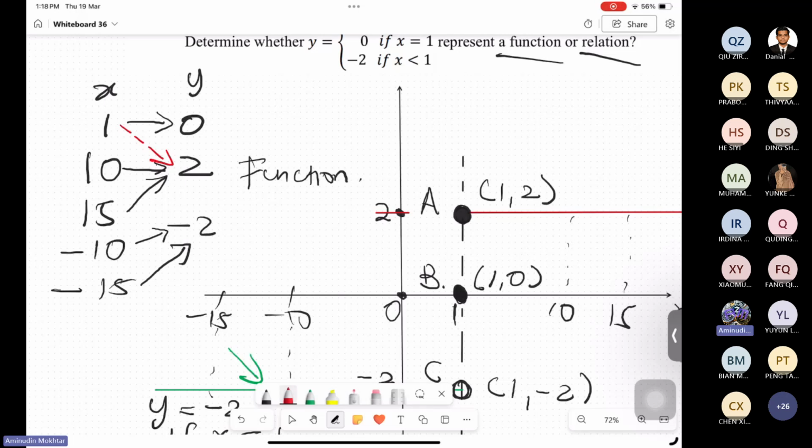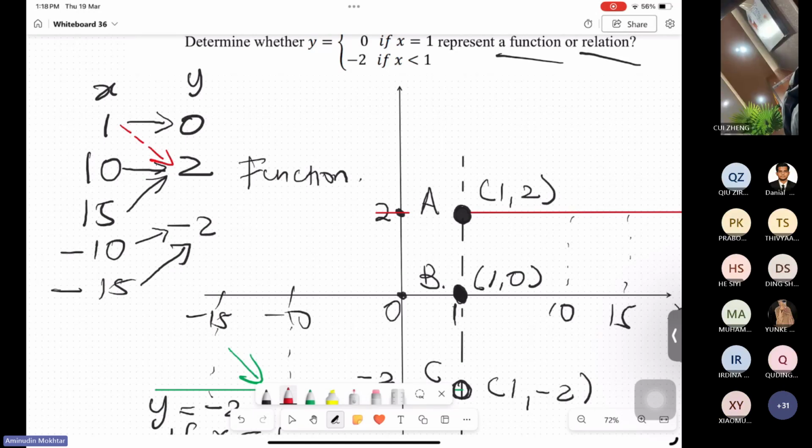There is one input when x equals 1. This input can produce two outputs. When one input can produce two outputs, the equation is considered a relation, not a function. That is the difference between function and relation.